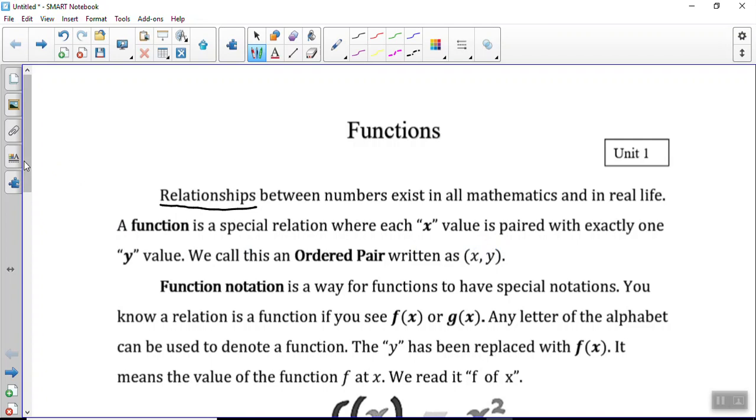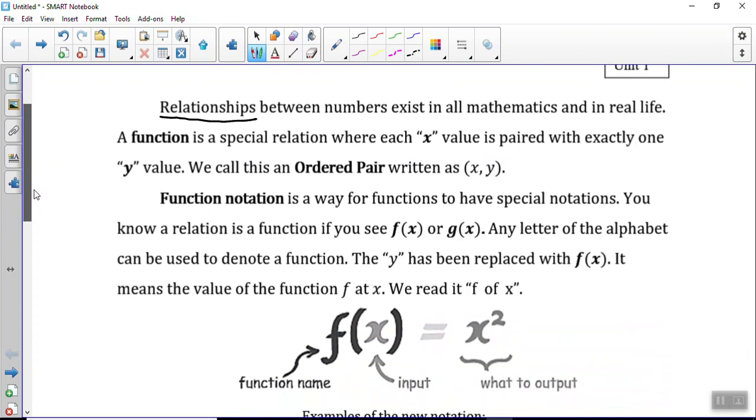And for Algebra 2, something that might be new is function notation. How do we denote that it's a function that we're talking about? Okay, function notation is a way for functions to have special notations. A relation is a function if you see f of x or g of x. So I just said that a little too fast. Let me slow down. F, parentheses, x, close parentheses. This whole thing right here means we're talking about a function, okay? Or we can say g of x, we're talking about a function.